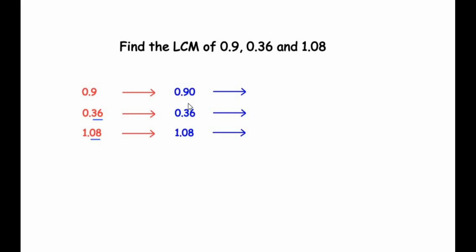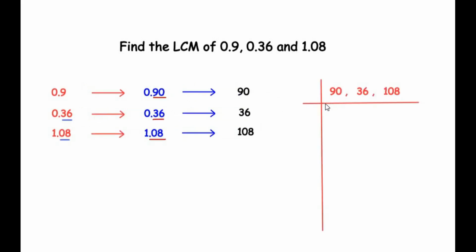Now you can see for all three numbers, after the decimal point we have two digits. Now in the next step we are going to consider these decimal numbers as integers. For the time being, we consider them as integers, that is 90, 36 and 108. Now we are going to find the LCM of these three numbers.